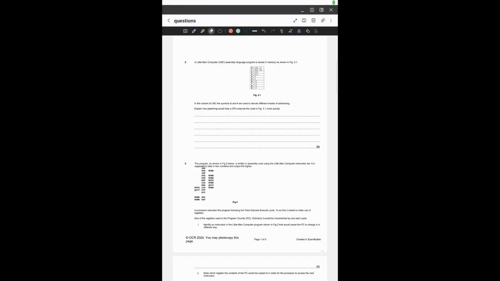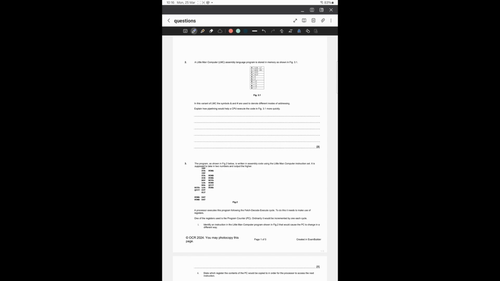Okay, so in these kind of questions, what we need to look for, and what's really important, is checking what the actual question's asking. So this one's asking that a Little Man Computer, a similar language program, is stored in memory as shown on the screen. In this variant of LMC, the symbols ampersand and hashtag are used to denote different modes of addressing. How could we use pipelining?